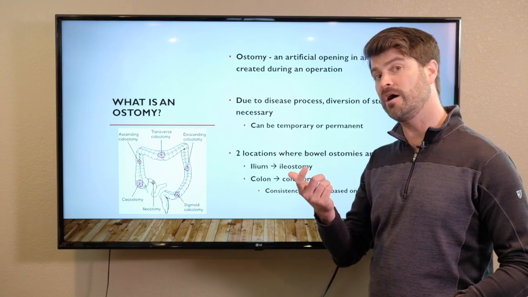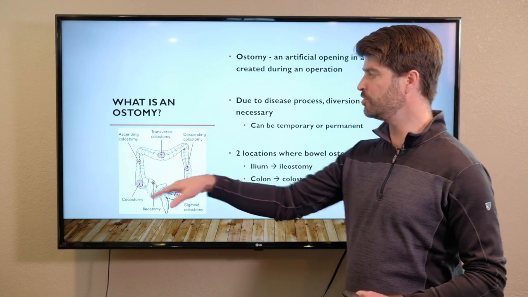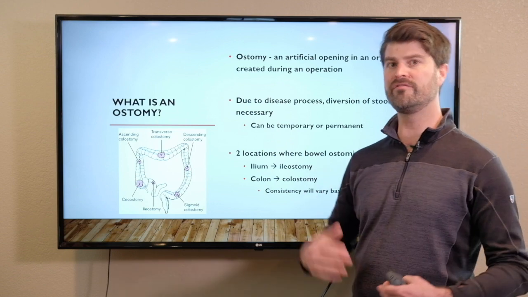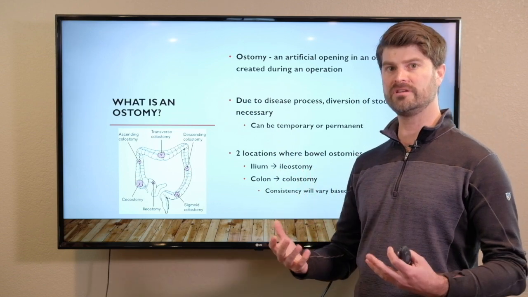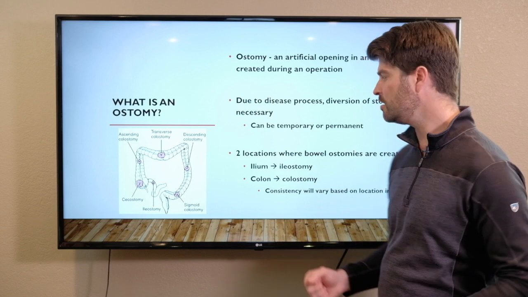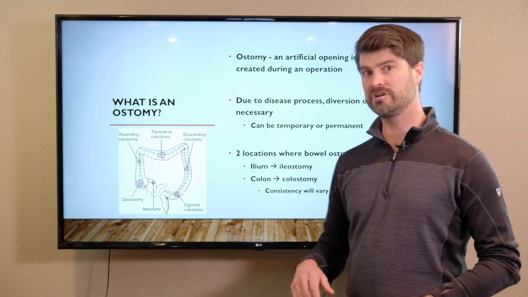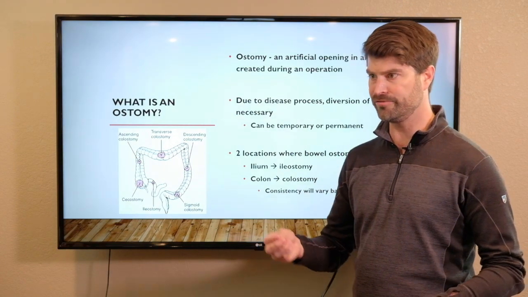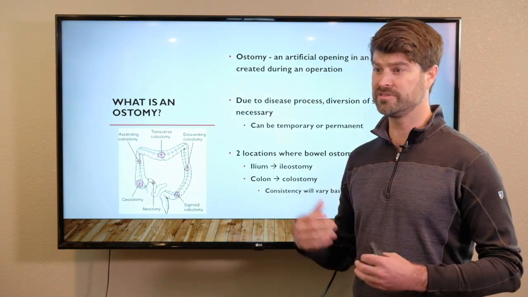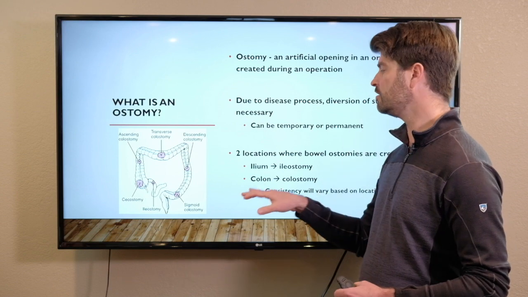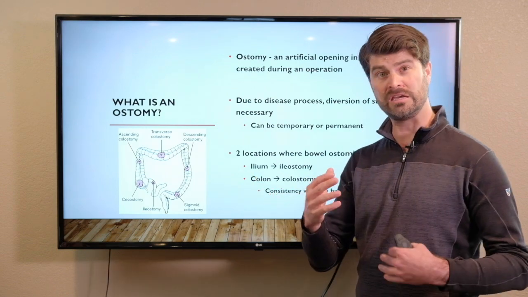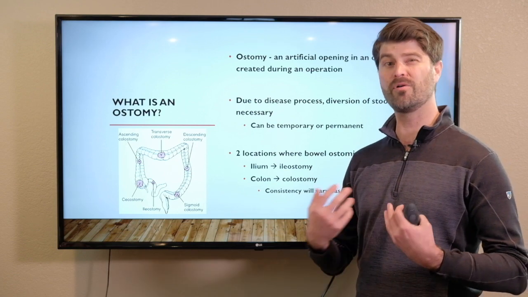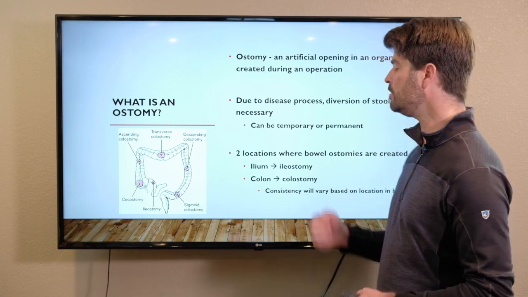Super important to keep in mind that the consistency of stool that is produced will change depending on exactly what level of the bowel the ostomy is made. So in an ileostomy, we would expect very liquid stool, like 100% liquid, maybe a few sediment chunks, but this stuff is going to be liquid. It may also not be stool colored; it could be green, depending on how close to the bile duct it may be.